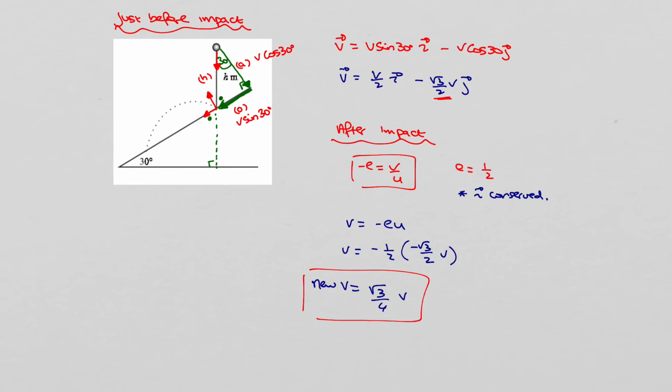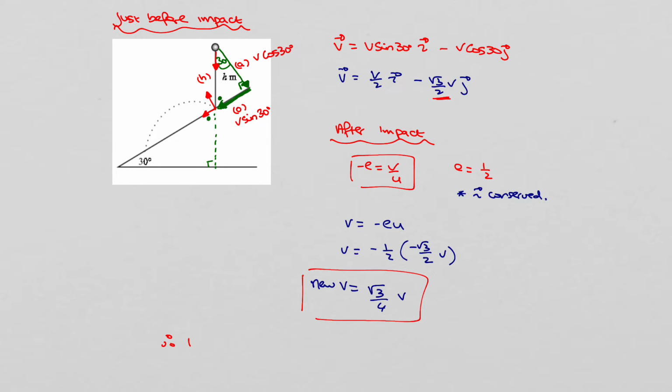So our rebound velocity, once the ball hits the surface, with the i being conserved, is v over 2 in the i direction, and our new velocity is root 3 over 4 v in the j direction.